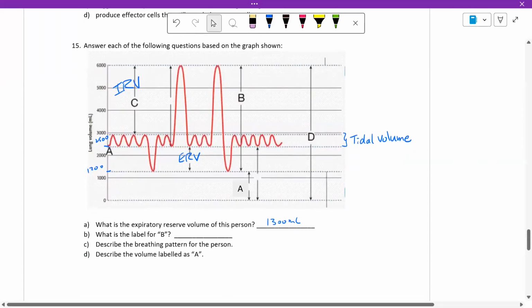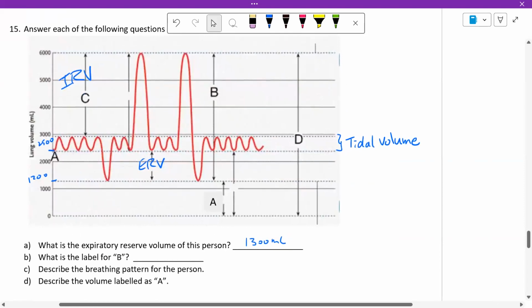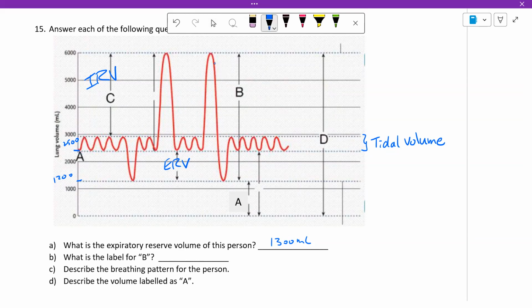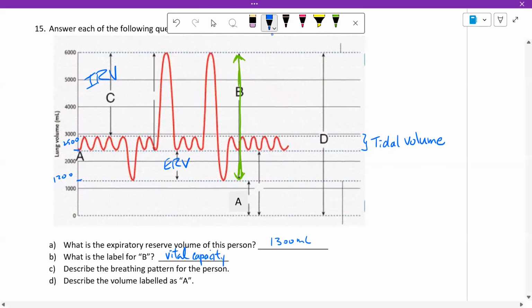So expect some calculation questions for this stuff. We did another one in the class with the poll asking you to calculate the IRV or something. Review that. What is the label for B? B goes from here all the way to here. Anybody remember what that's called? Yeah, that is the vital capacity. Very good. Vital capacity.